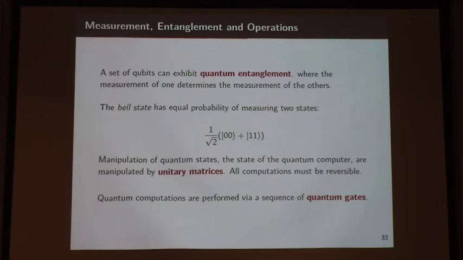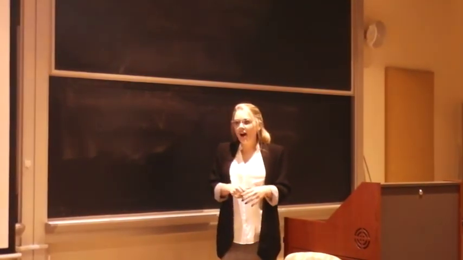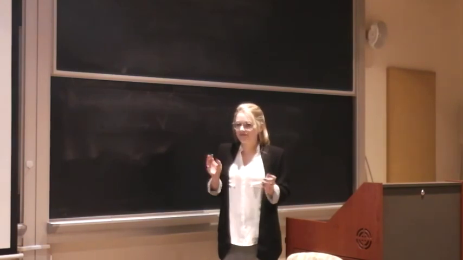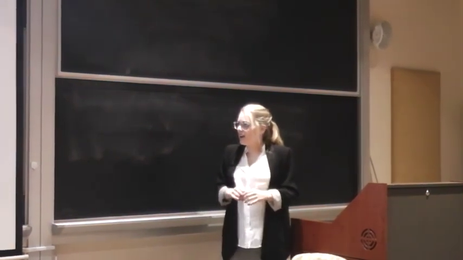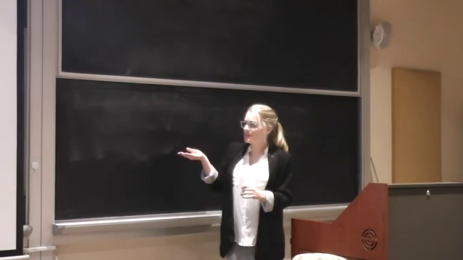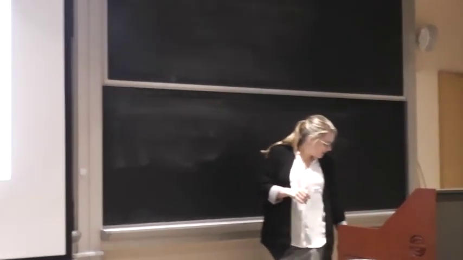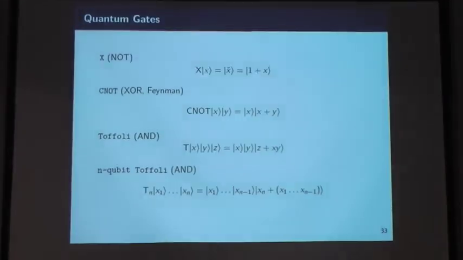Qubits can be entangled, but the important part for this is that you need to reverse all of your computation in order to make sure that the bits that you're measuring at the end of your computation are not entangled. So that's the important part here. And any operation done on a quantum computer can be defined by a unitary matrix, which are basically rotations. And all of the computations can be performed by a sequence of gates. And I have examples of quantum gates here.